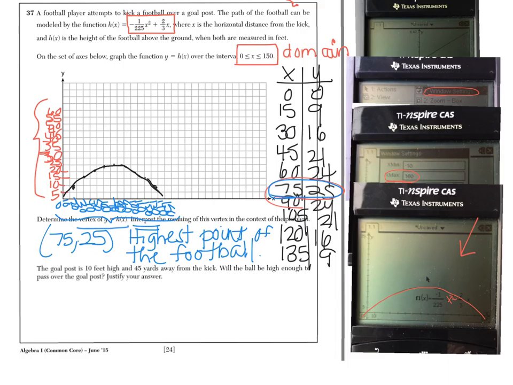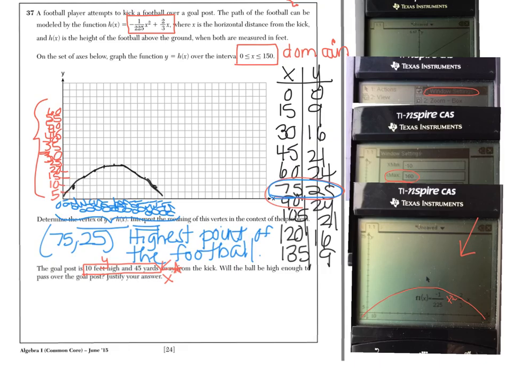Or the maximum point. The goalpost is 10 feet high and 45 yards away from the kick. Will the ball be high enough to pass over the goalpost? And justify your answer. You really have to look deep and hard at this value here. They give you a goalpost that is 10 feet high, which is y, but they give you x in terms of yards. They tried to trick you there. So you need to convert the yards into feet.